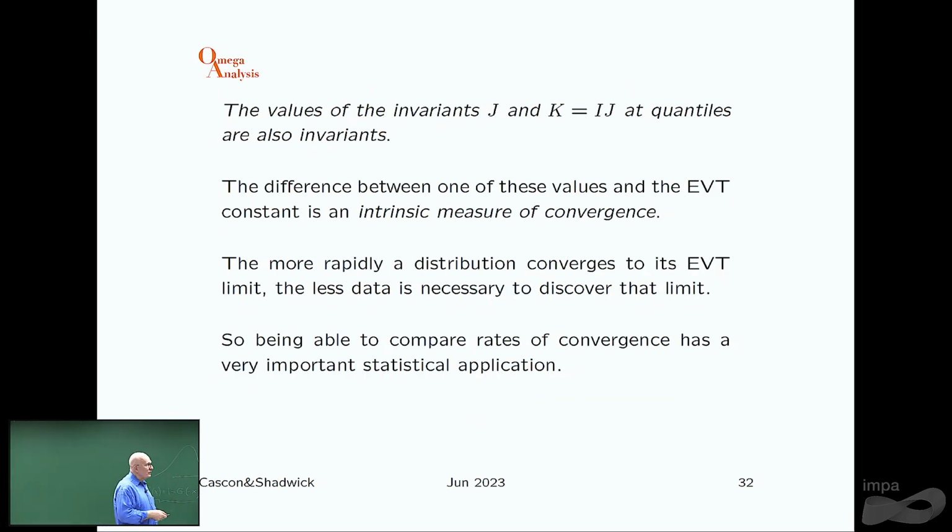And the fact is that this invariant, evaluated at quantiles, is a numerical invariant. So that's exactly the tool we want to measure how far we are from one of the extreme value limits. We've got an intrinsic measure of convergence. And this has very important statistical applications, because the more rapidly convergent the distribution is to the EVT limit, the less data you need to fit that limit. This is why the generalized Pareto distributions are so well beloved by statisticians. They converge in these tails very quickly. The exponential distribution is the Gumbel limit analog of the extreme value distribution. You saw how quickly that converged as you went out into the tail.